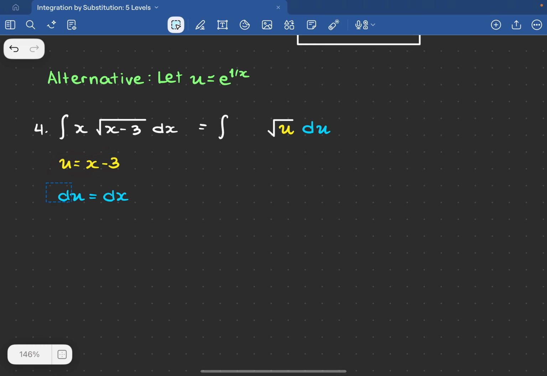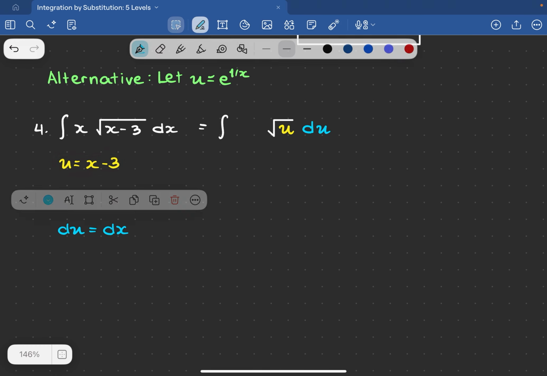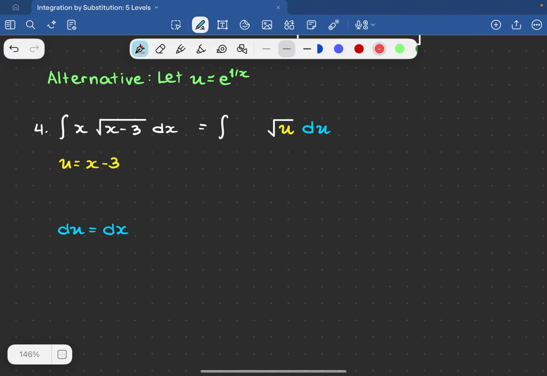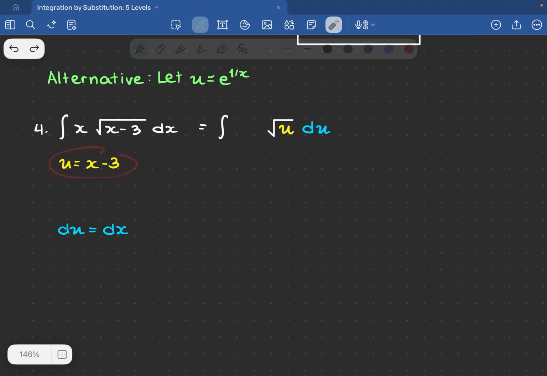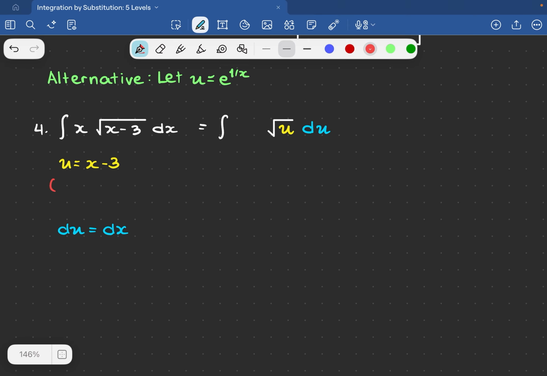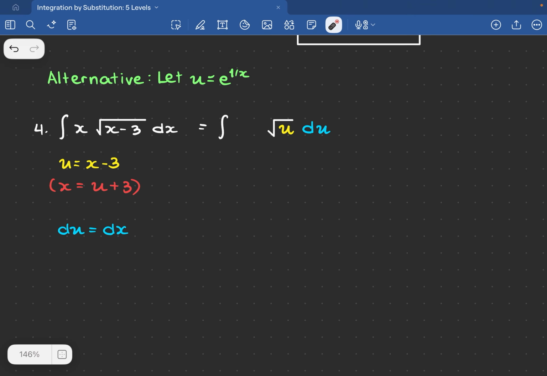Okay, so take note that out here, so let me use a different colored pen, probably this red here. Take note that by this relationship, we actually know that x is equal to u plus 3. Why is that? Well, you just add 3 to both sides to obtain that one. Now we have an expression equal to x, which is a function of u. So that is what we will use to substitute x out here.